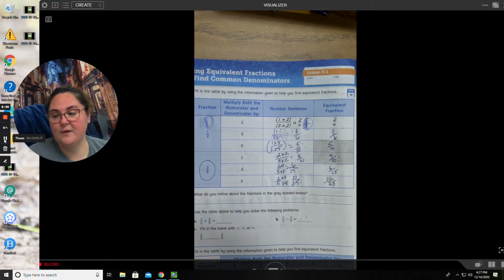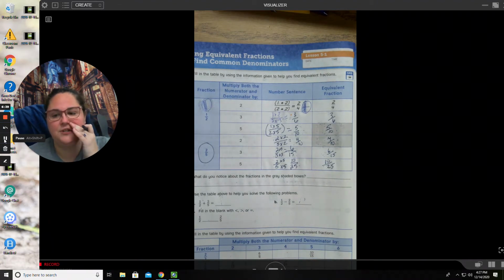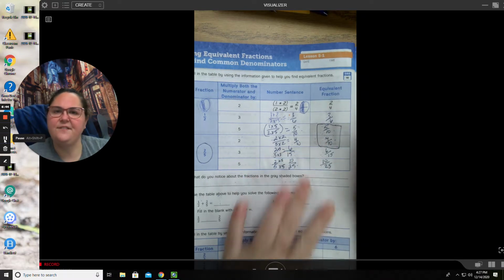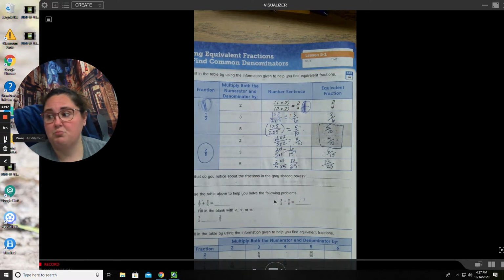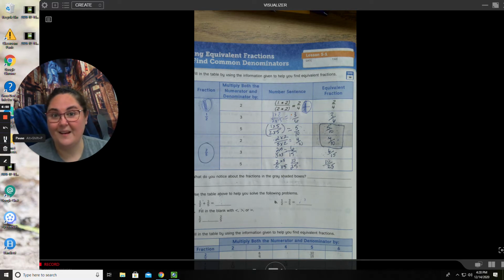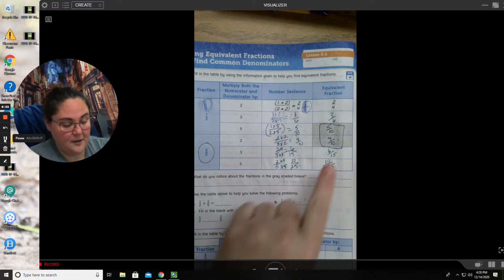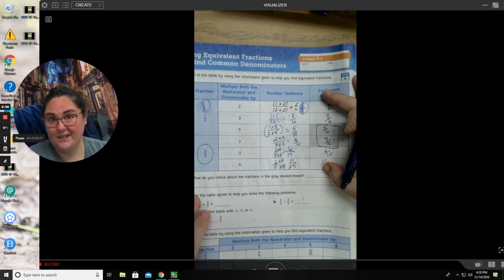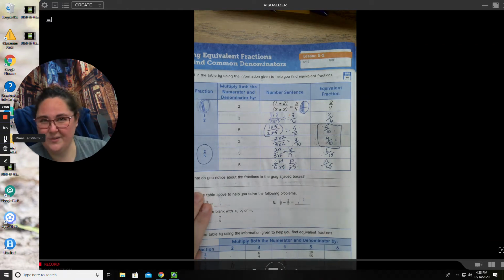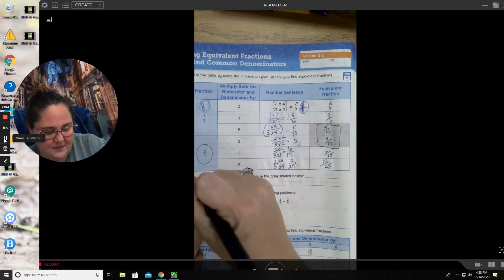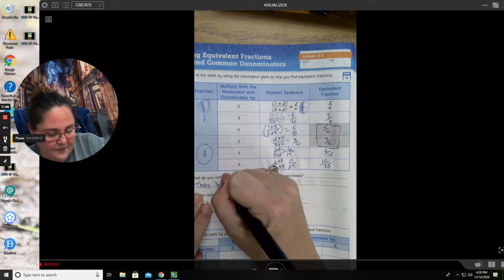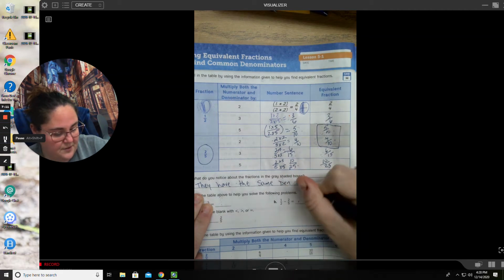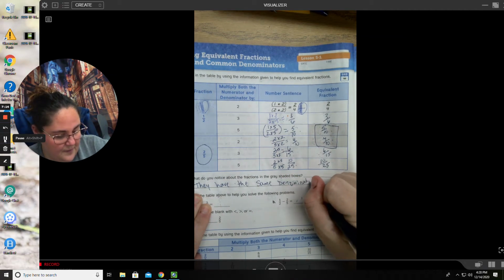Now, the next question says, what do you notice about the fractions in the gray shaded boxes? So look at these two fractions here. 5/10 and 4/10. What do you notice? Well, they have the same denominator. They're both tenths. So now that we have the equivalent fractions, we know that they have the same denominators. We're going to use that on the later questions. So what do you notice? They have the same denominators. Great.